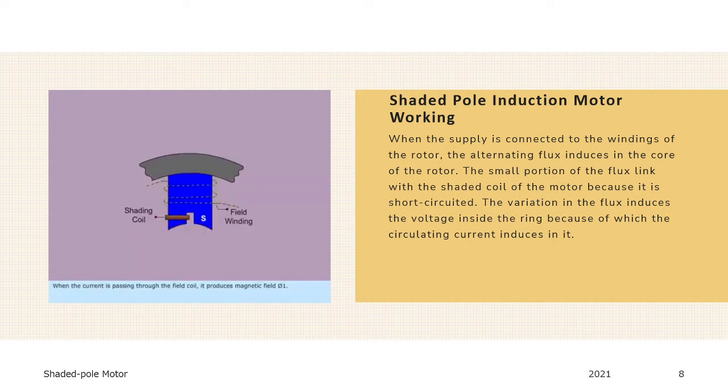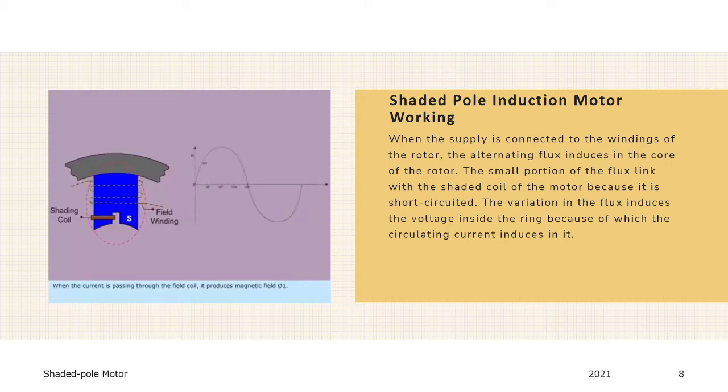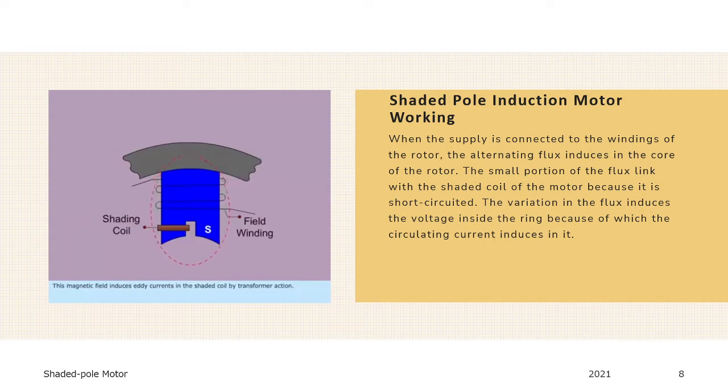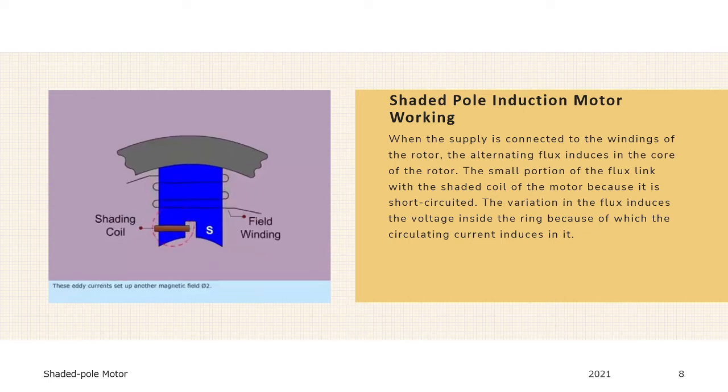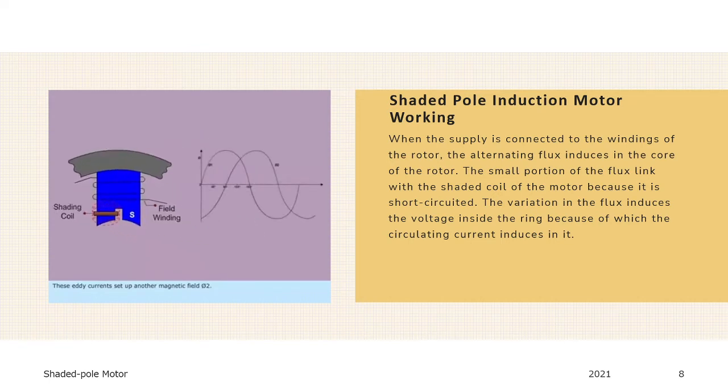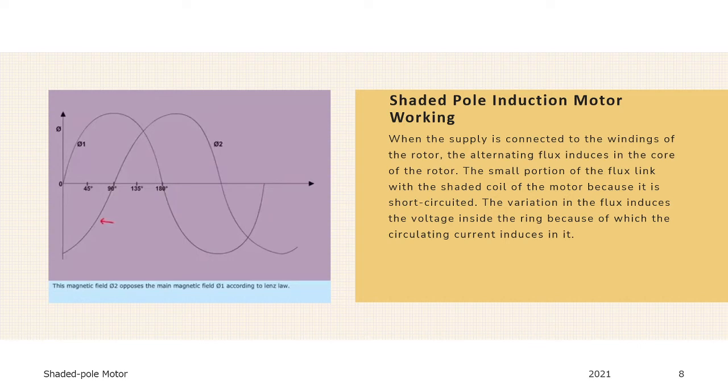When the current is passing through the field oil, it produces magnetic field phi 1. This magnetic field induces eddy currents in the shaded coil by transformer action. These eddy currents set up another magnetic field phi 2. This magnetic field phi 2 opposes the main magnetic field phi 1 according to Lenz's law. The phase difference between the magnetic fields phi 1 and phi 2 is nearly 90 degrees.